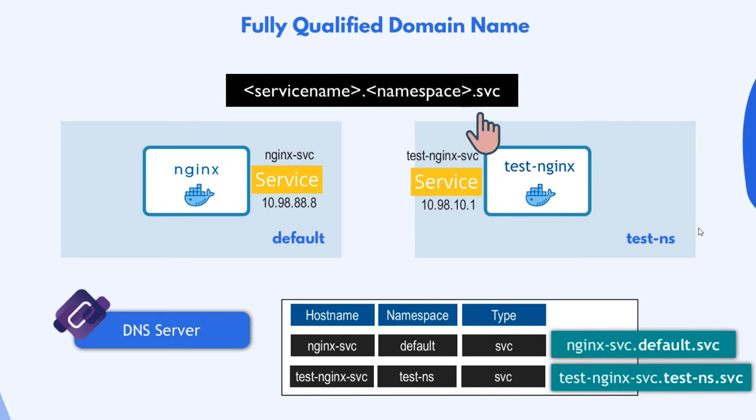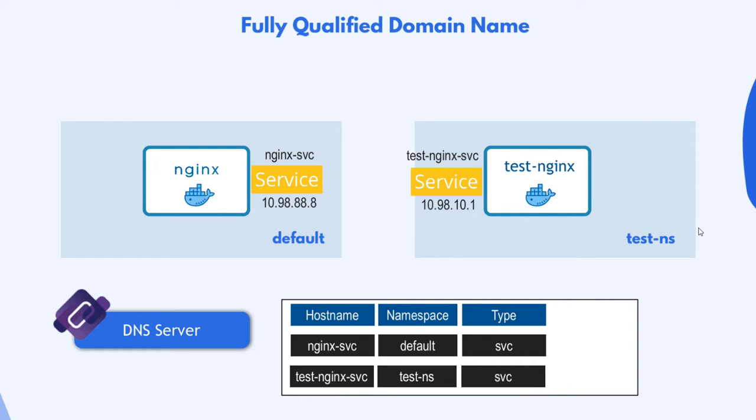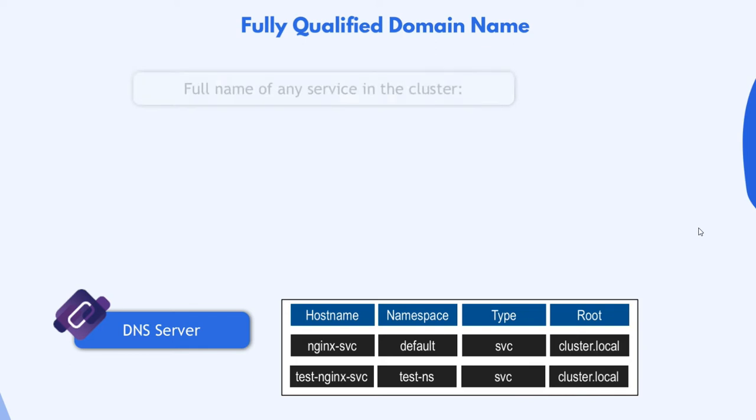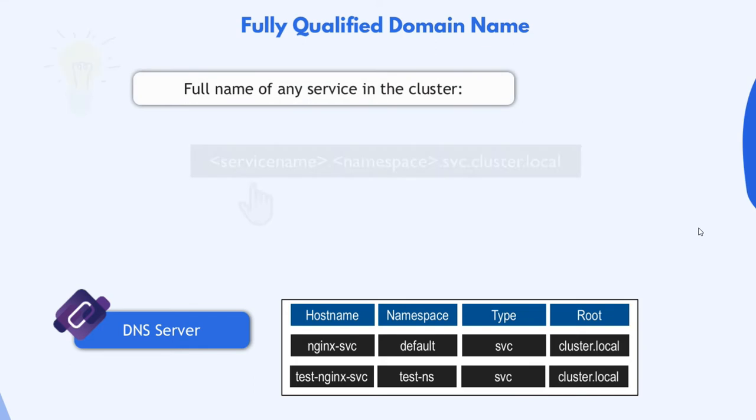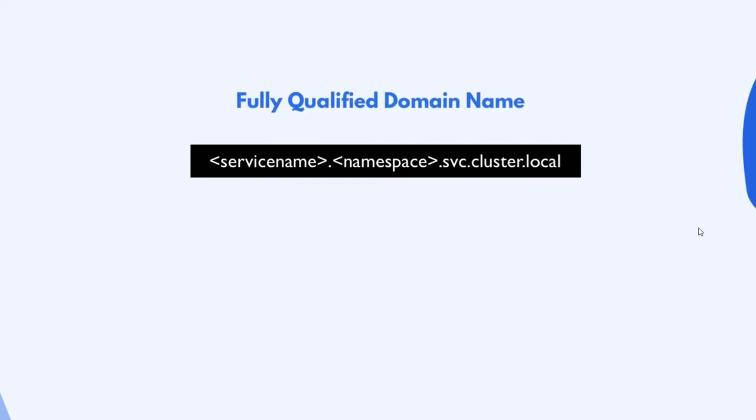And finally, Kubernetes DNS created a root domain for the cluster, which is cluster.local. So the full name of any service in the cluster would be service name dot the namespace name in which the service was created dot svc dot cluster dot local. And that's also called a fully qualified domain name of any service, or FQDN.